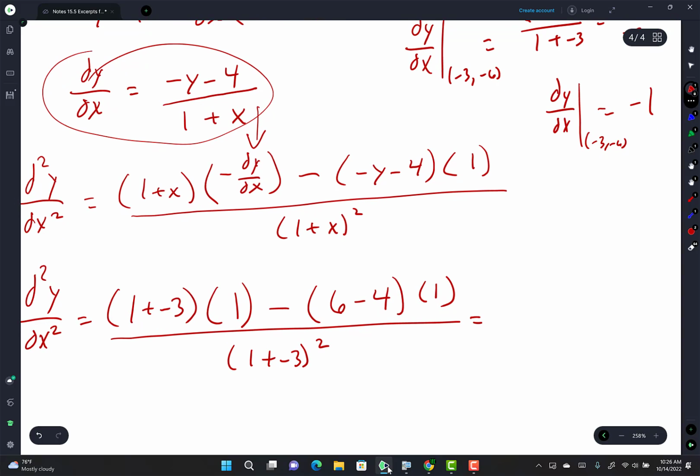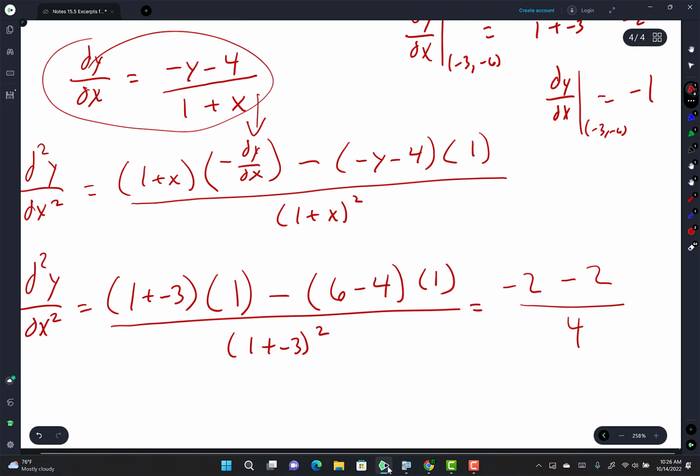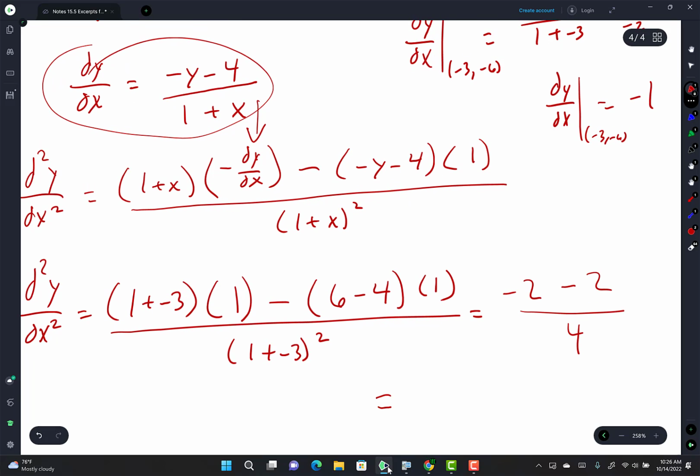Let's see. Negative 2 minus 2 over negative 2 squared, over 4. So I see an answer. My final answer looks like it's going to be negative 1. How do we feel?